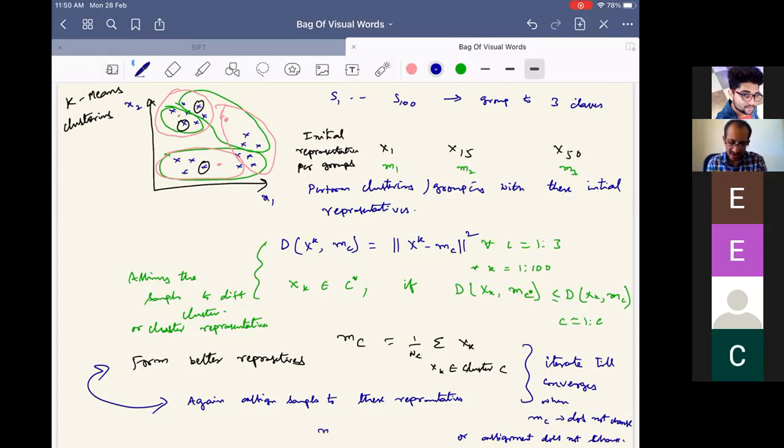So if we consider MC in the Tth iteration minus MC in the T minus 1 iteration, it is close to 0 for all C. Okay, so this is the convergence. This is referred to as K-means clustering. I will show some pictorial depictions of this probably in the subsequent classes.